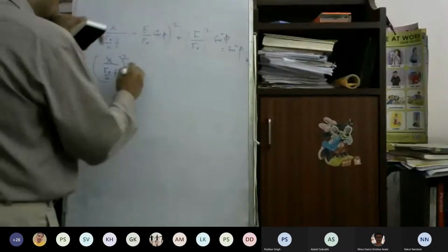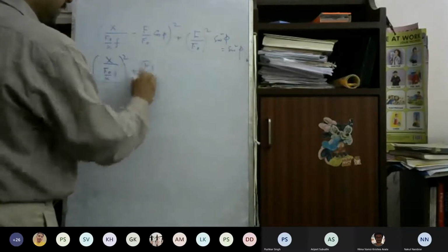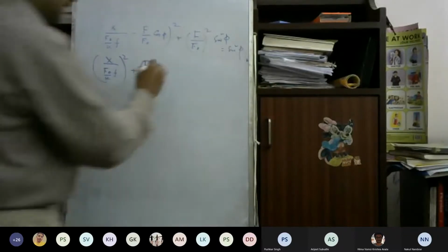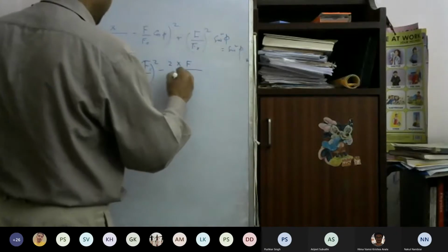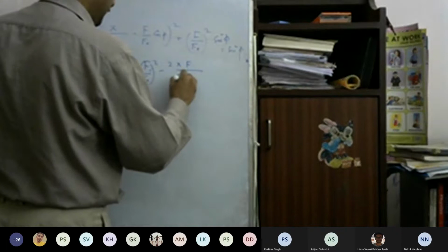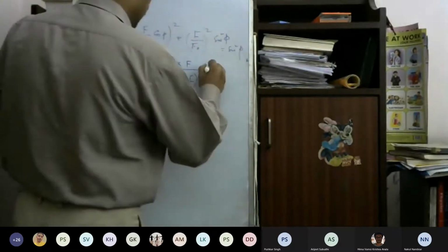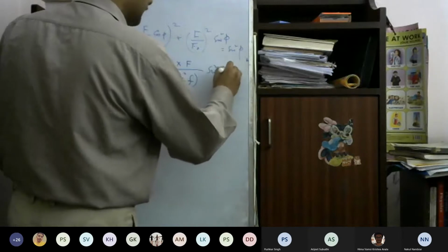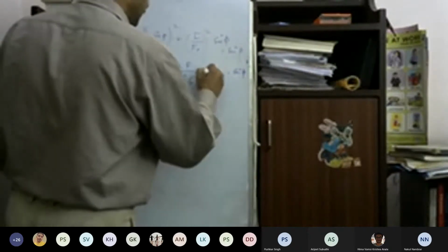naught by kf. This one will be actually added up, f by f naught square, and this one will be twice x f by f naught square by kf. This is sine square phi equal to, so this is x cosine phi.